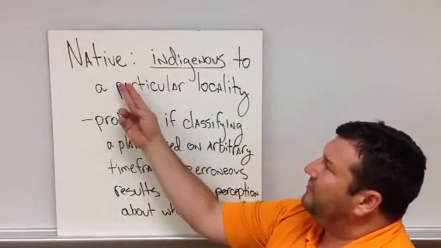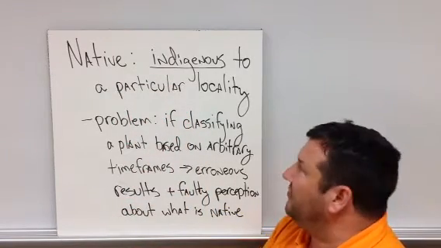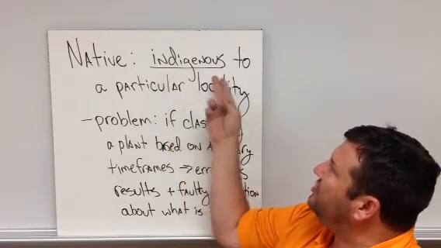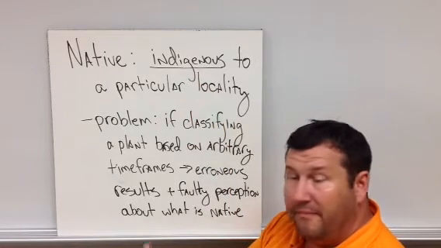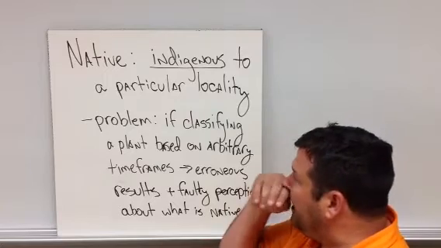So native, in this sense, when we use the term native or we talk about a native grass, we're talking about a grass, according to Webster, that is indigenous to a particular locality. And indigenous means from that locality, developed wholly or within that locality.